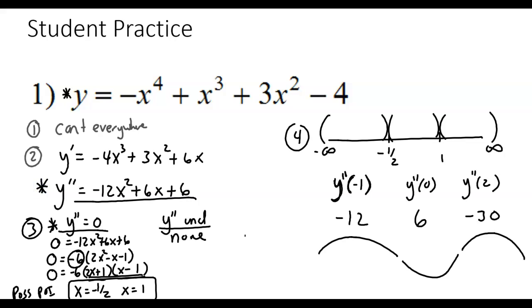When you plug it in there, you get -12. So when your second derivative is negative, that means the graph of y is concave down at that point. I plugged in 0 and I got a +6. Since it's positive, it's concave up on that interval. And then I plugged in 2 for the last interval and I got -30, so it's concave down again. All right, so go ahead and write your answer for step 5, please.